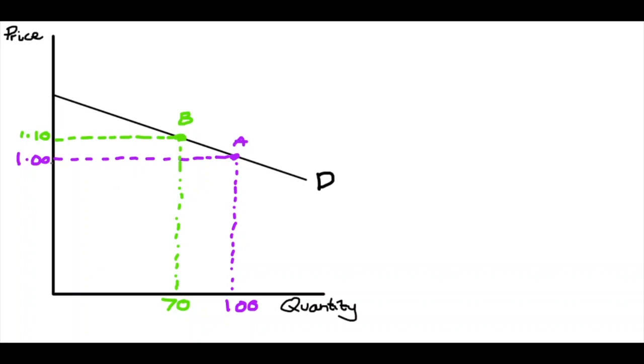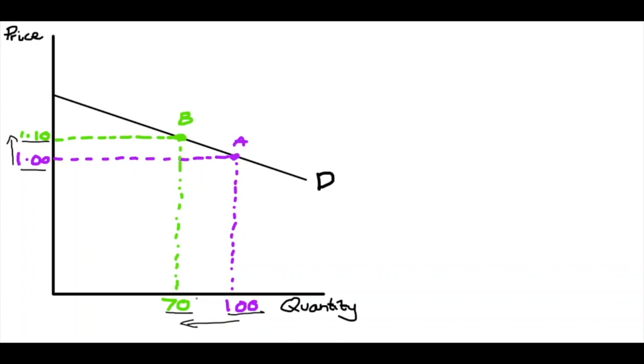We have an example here where the initial price level is €1 for a product, and at €1 there is 100 quantity demanded in this case. So that is point A, and the company in charge here increases the price from €1 to €1.10, and at €1.10 the quantity demanded decreases to 70.